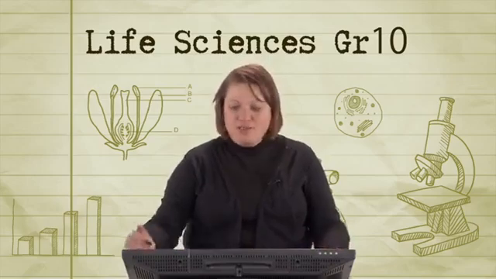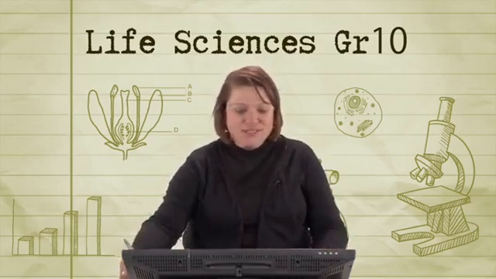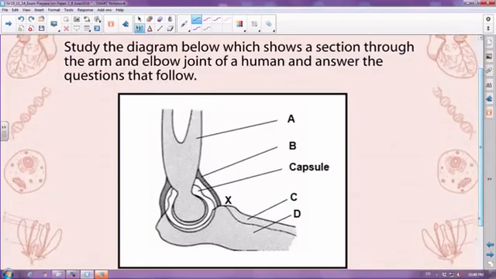Okay, the next question comes from our skeleton section. Study the diagram below, which shows a section through the arm, the arm and the elbow joint of a human. So we can see here we have a whole lot of labels. The first thing going through your mind should be that I'm probably going to have to label these different bones. And it tells me that here is a joint where two bones meet.